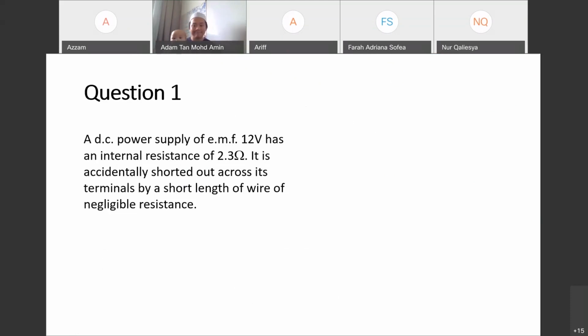You can annotate. You can request for annotation. What was my question again? My question was, can any one of you draw the circuit of this DC power supply having an EMF and having an internal resistance? Okay, thank you, Alif. I'll try, sir. Yep, go for it.